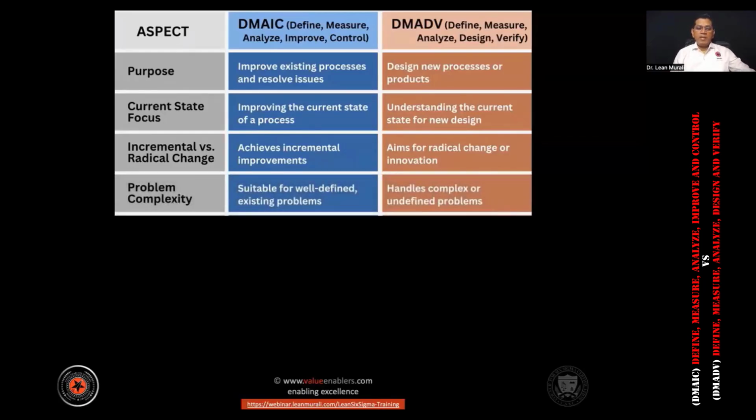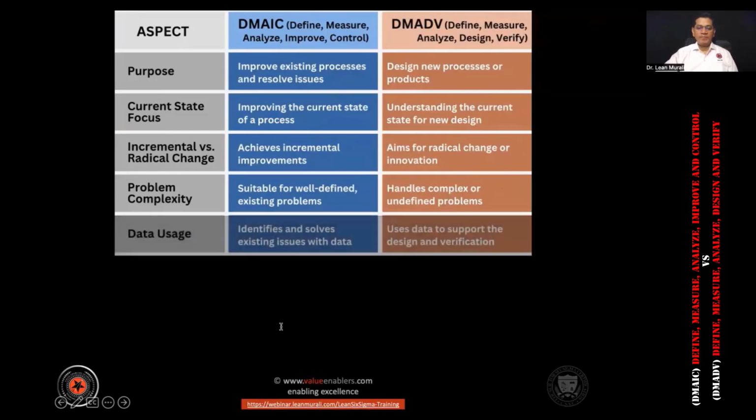Then, DMAIC is suitable for well-defined existing problems. There is a process there already, and it is well-defined. But then the process is not giving the intended results, and something is actually disturbing the process. That's why we go into causes and root causes to analyze them, and then find the solutions and implement the test solutions. Whereas here in DMADV, we handle complex or undefined problems, because it's a new design that we are doing.